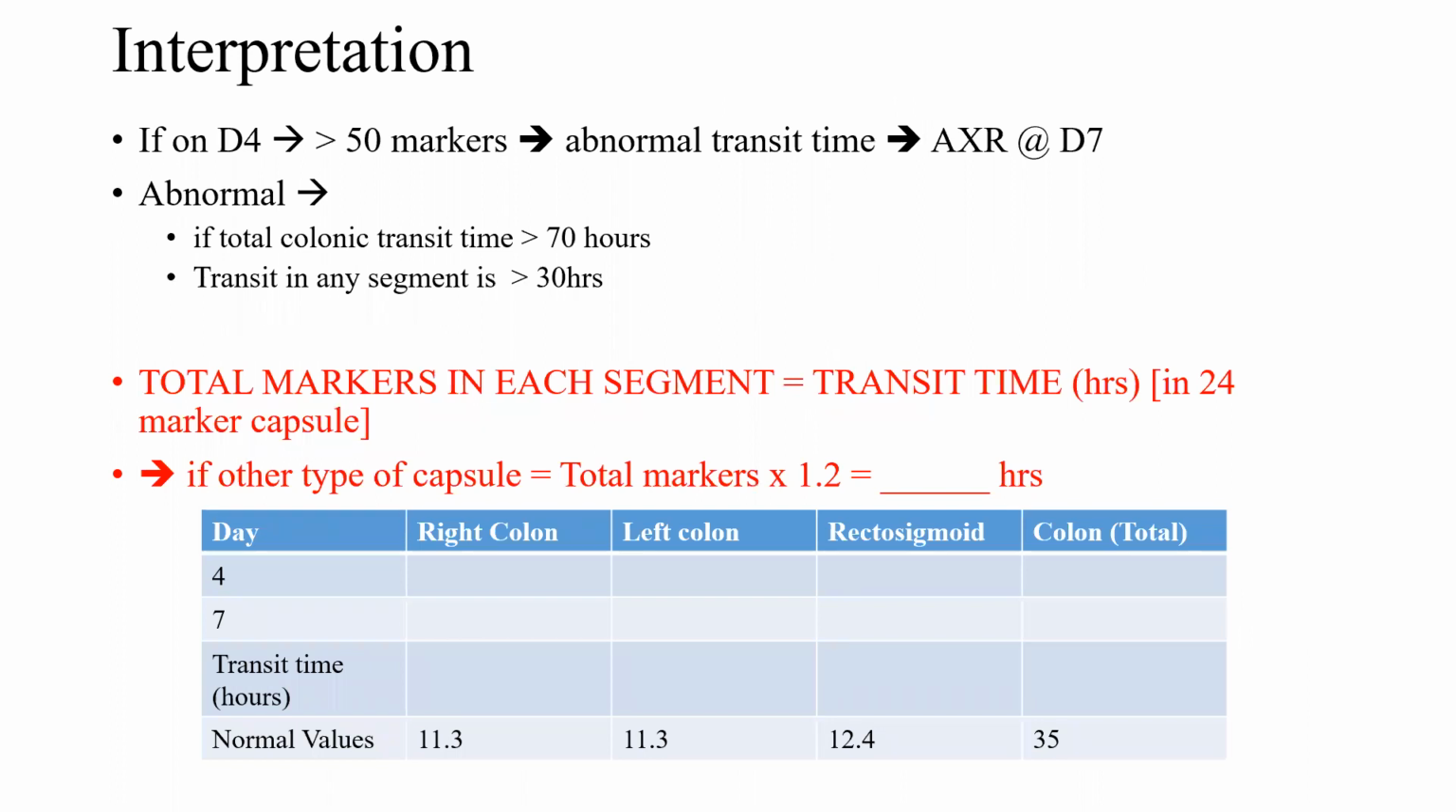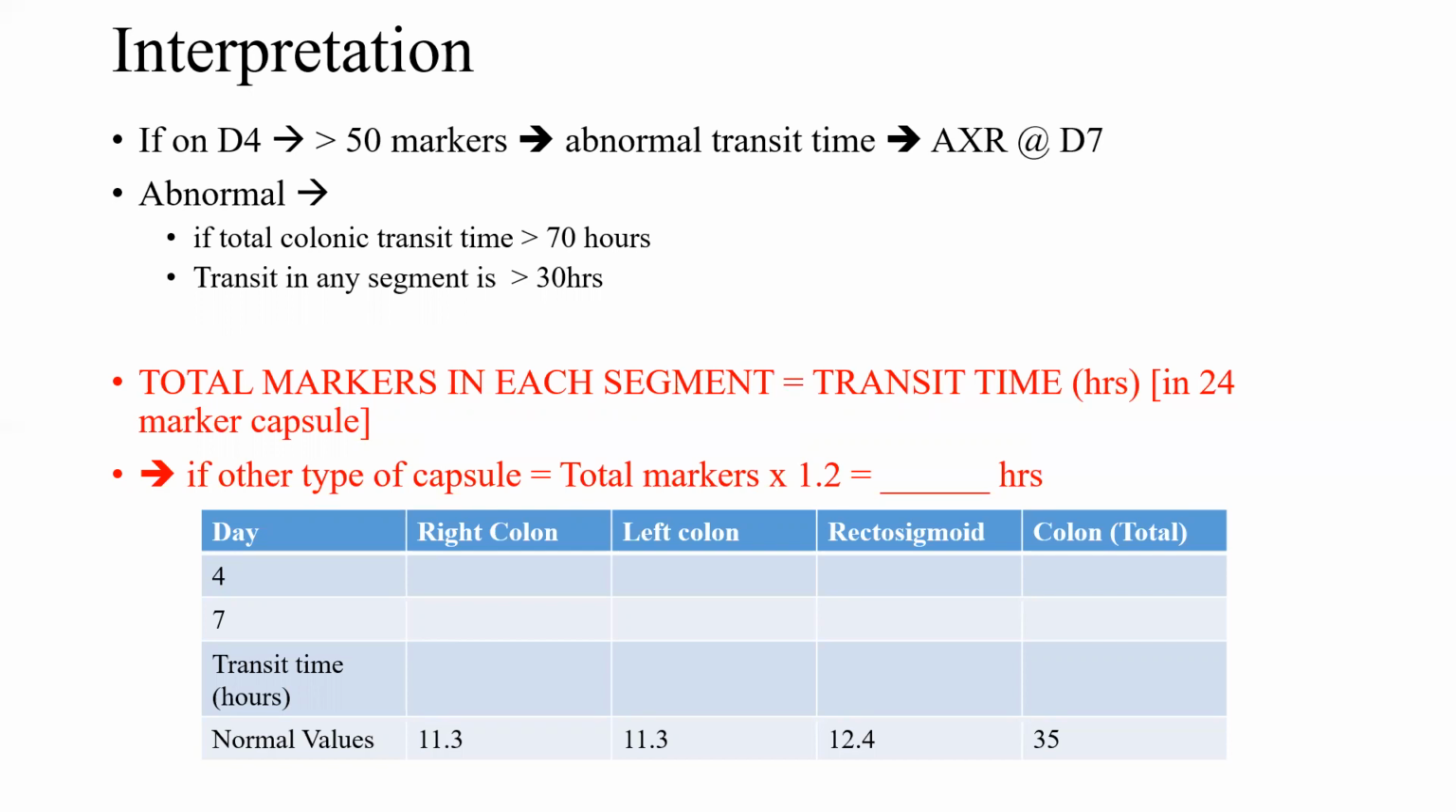If on day 4 there are more than 50 markers retained, then it's an abnormal transit time, so we will need to repeat an abdominal X-ray at day 7. The findings are abnormal if the total colonic transit time is more than 70 hours, or the transit time in any particular segment is more than 30 hours. The total markers retained in each segment is equivalent to the transit time in hours.